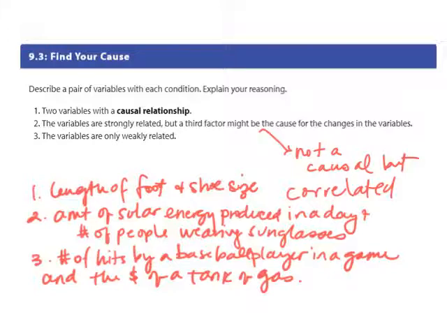For number 3, this one is two variables that are either weakly related or have no correlation at all. This is the number of hits by a baseball player in a game and the price of a tank of gas. I don't know, maybe you could argue that in the summer months when you have more baseball games going on, the price of gas is cheaper, but really there is no correlation in this case. So I'm hoping number 3 was very easy for you to find. Go ahead and make sure you found an example for each of these on your own that you feel good about.